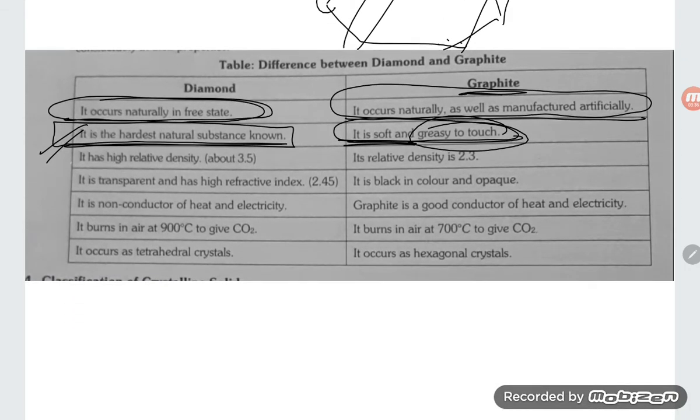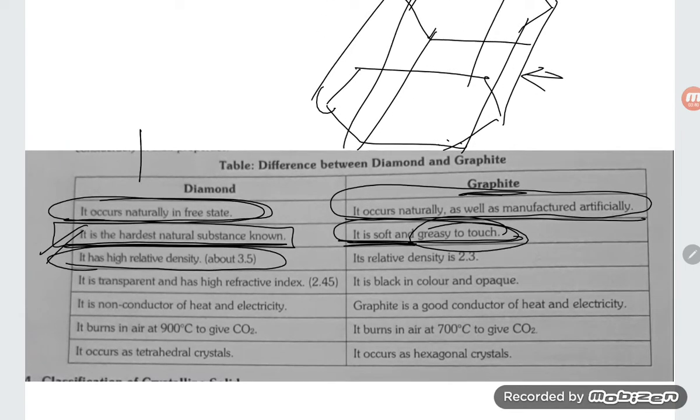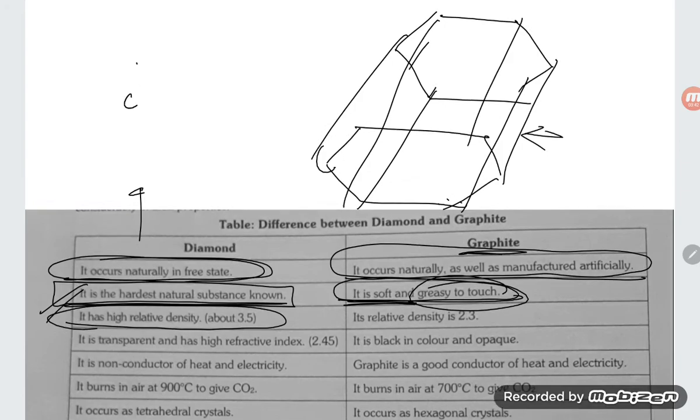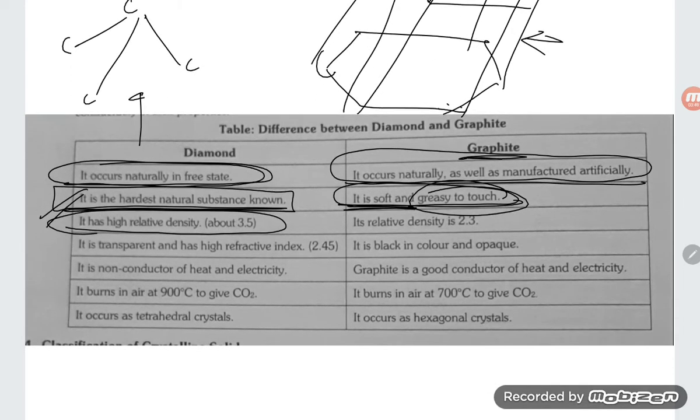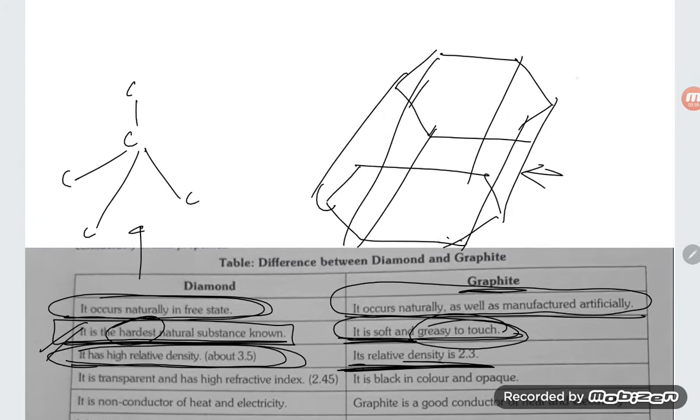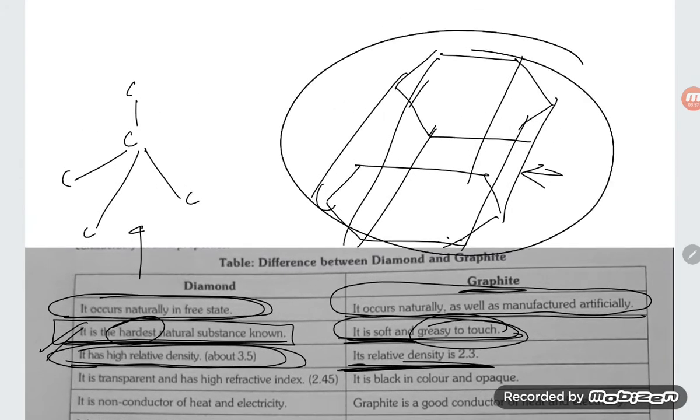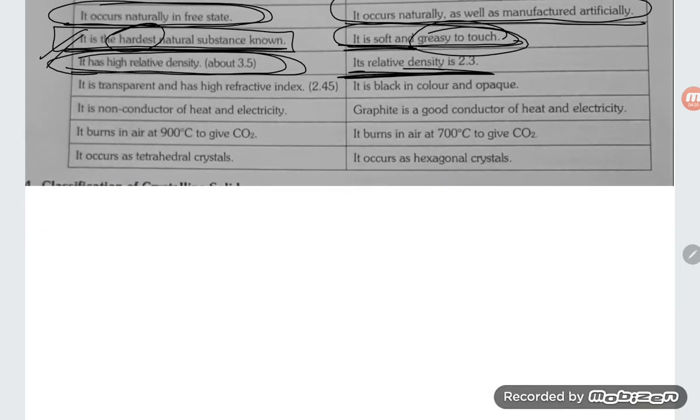Next, diamond has high relative density. Since it is the hardest substance, it has a tetrahedral network-like structure, students. It is a compact structure, that is why it has high relative density. But in graphite the relative density is very low, because the structure is spacious, with van der Waals forces between the two layers.